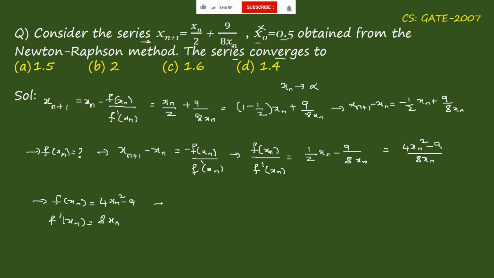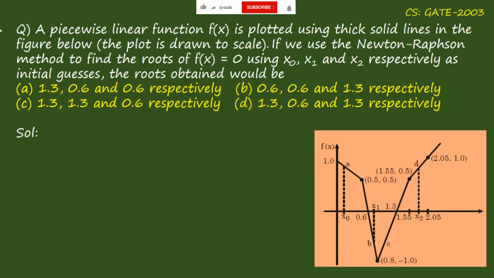It satisfies. So we can consider 4 into x of n square minus 9 is equal to 0 as n extends to infinity, right? Then x of n is equal to nothing but square root of 9 by 4, right? Which is equal to 3 by 2, which is equal to 1.5. So the answer is option A. Now coming to the next question.